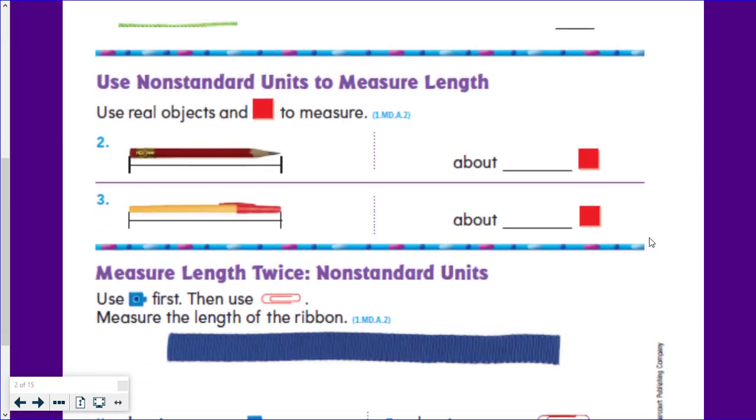Okay, let's go on to number 2. It says use real objects to measure. So you should have what are the little squares? I'm trying to think what they're called. A color tile. You should have some color tiles. And I want you to measure a pencil using color tiles. How many color tiles was that pencil?